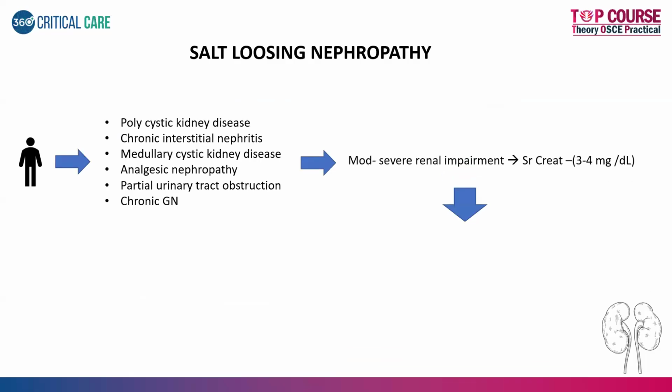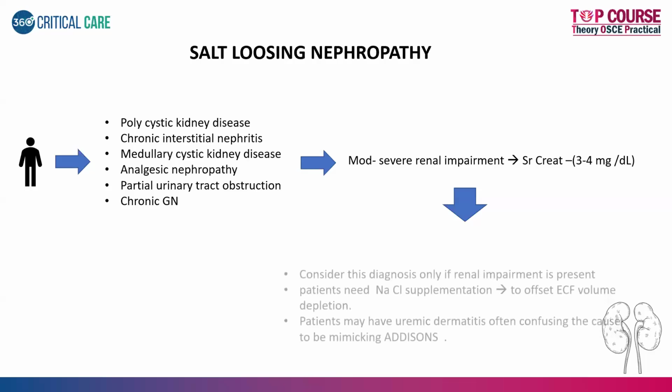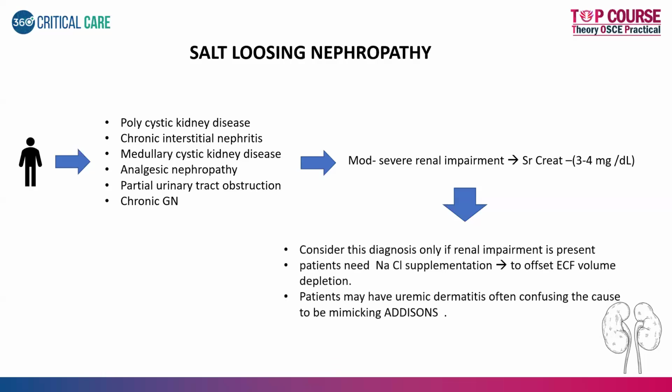These patients present with moderate to severe renal impairment, wherein the serum creatinine is between 3 and 4 milligrams per deciliter. So if at all a patient comes to you with this particular type of history, that is, the patient has deranged kidney functions, so attributing to a urinary sodium of more than 20 with probably polycystic kidney disease and hyponatremia, think about salt-losing nephropathy. So the diagnosis is usually based on these things. Patients usually need just sodium chloride supplementation.